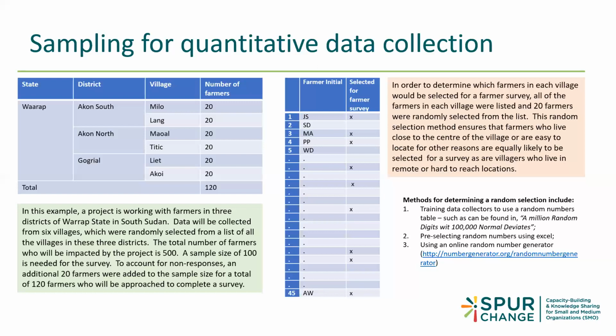There are numerous methods that you can use to generate a random sample. One method is to use a random number book, or you could use the random number feature in Excel. Otherwise, there are numerous online random number generators. A link for one of these is provided on the slide.